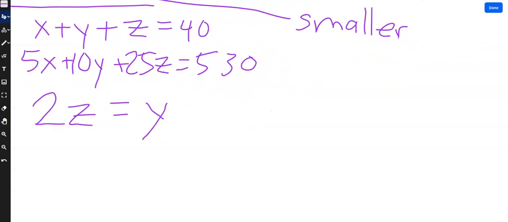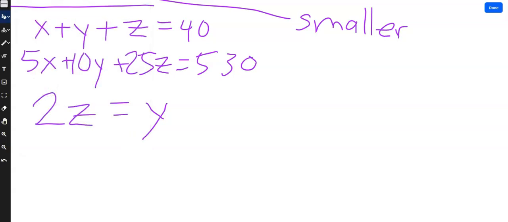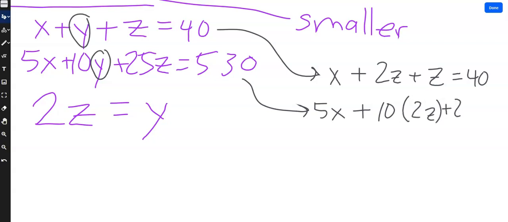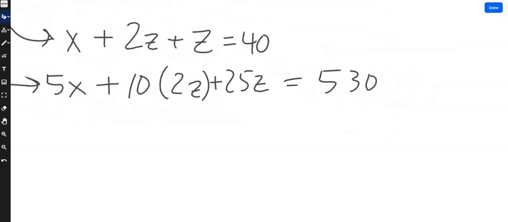Yes, this is a substitution question. Hopefully, it's going to be way easier than the last substitution question, right? So the 2z is going to go in place of the y's. So my first equation has x plus 2z plus 1z equals 40. And my second equation has 5x plus 10 times 2z plus 25z equals 530.